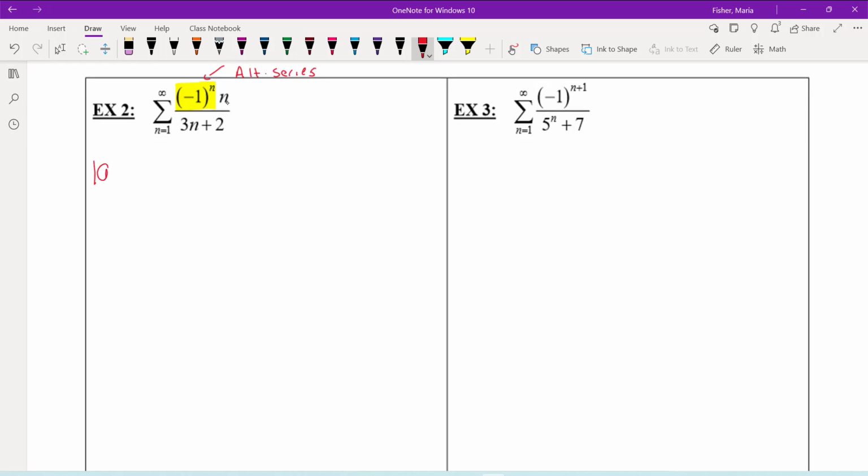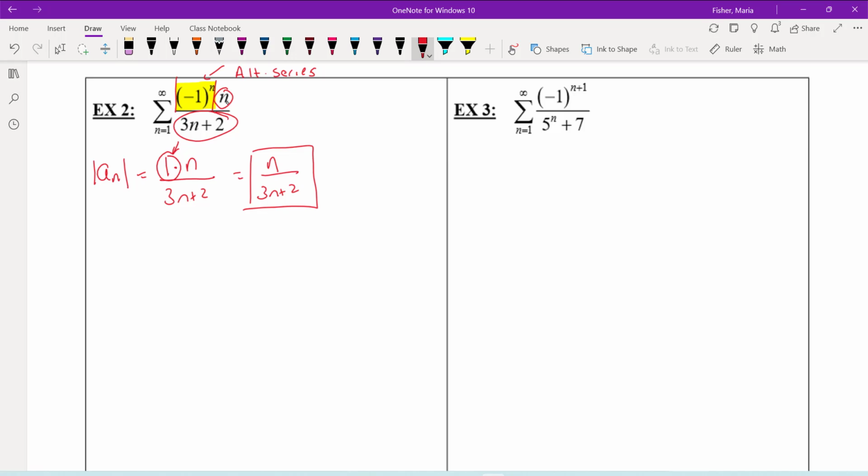Therefore, the absolute value of a sub n is just going to get rid of that -1 to the n, because again, when you multiply something by -1 to the n, you're alternating between a -1 and a +1. So its absolute value would be just 1 times n over 3n plus 2, or just n over 3n plus 2, because you really don't need the times 1. So n is still going to be n, 3n plus 2 is still going to be 3n plus 2, but the absolute value of this guy here is that 1.